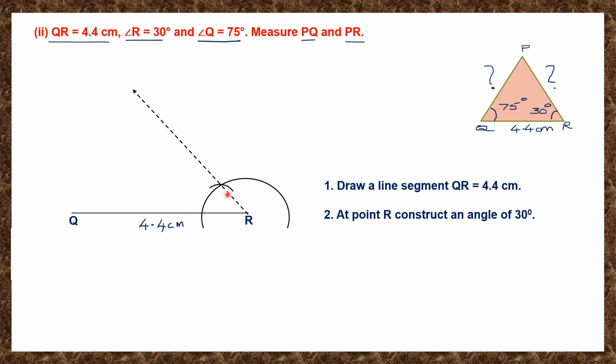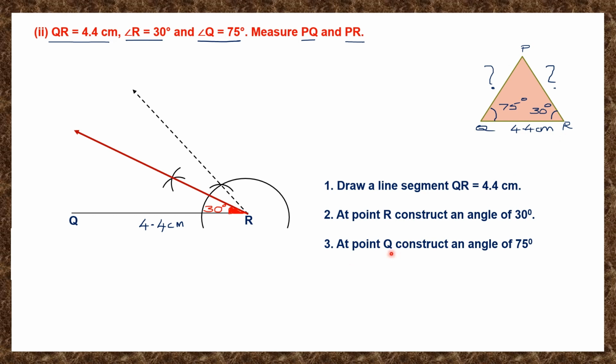So let's do that. Now we're going to bisect by placing a compass needle here and at the 60-degree arc. And we're going to bisect it by drawing two arcs. So we have drawn one arc, one more arc, and now we have got this line here, which is the 30-degree line. And this is the 30-degree angle. So we have finished this part. We have constructed an angle of 30 degrees at point R.